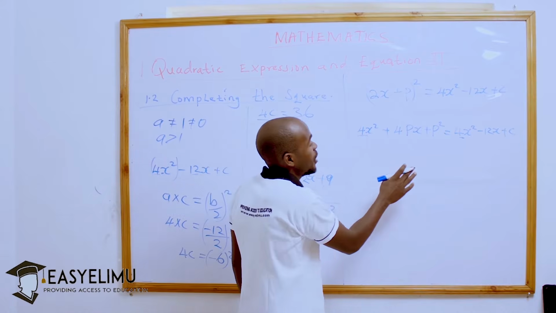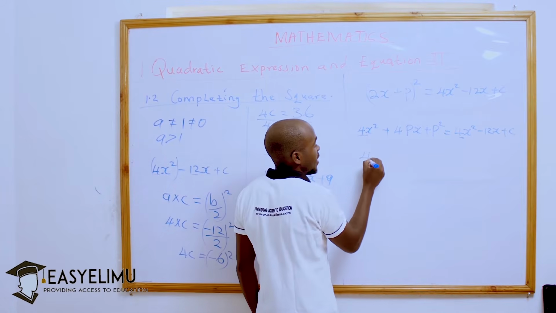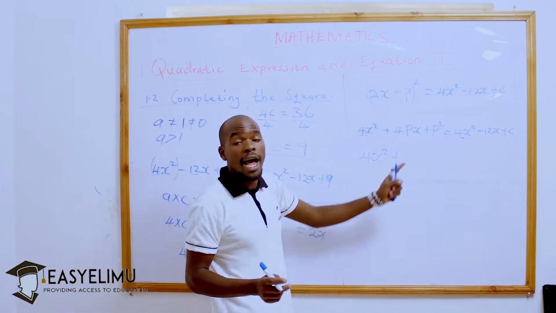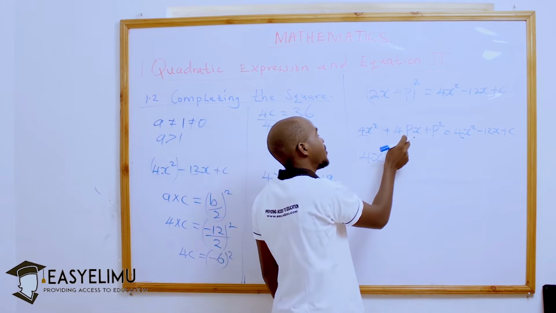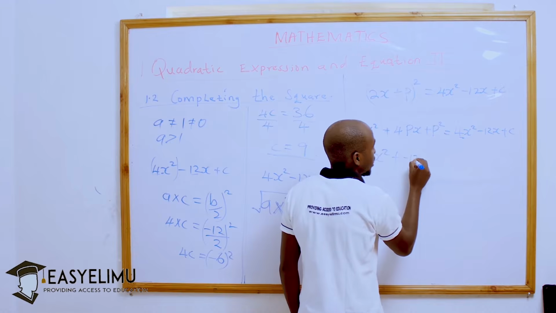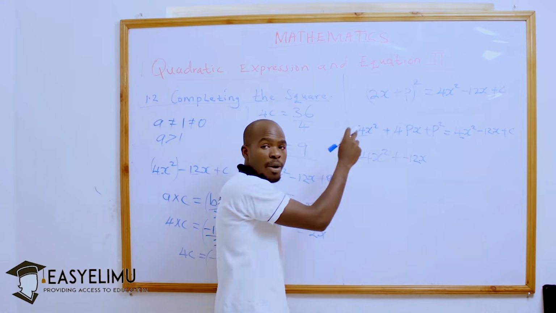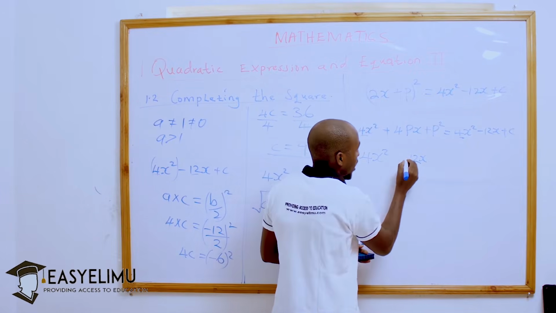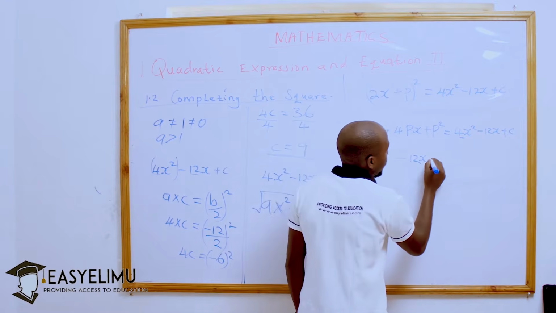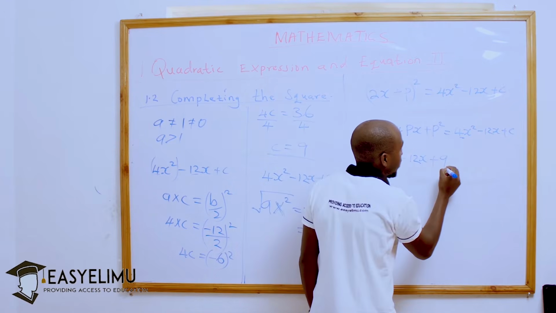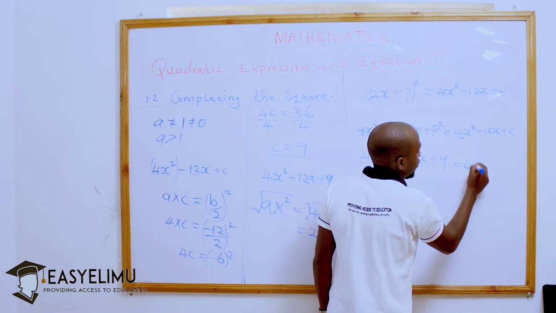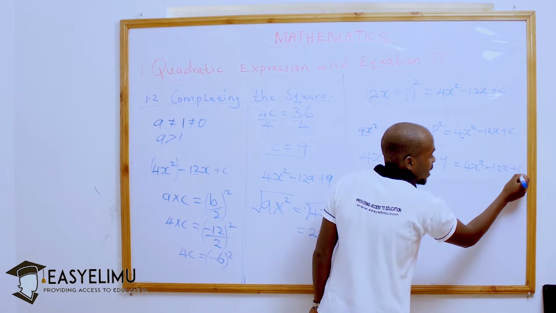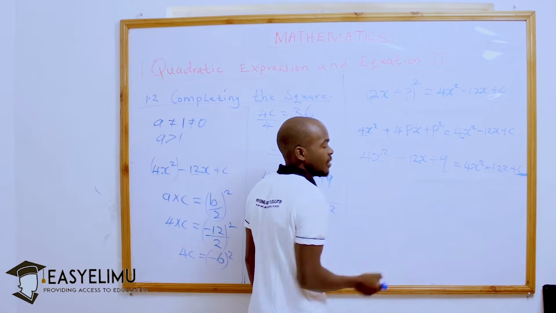Now, after finding the value of p, we can write the expression and say that it is 4x squared plus 4p. But we have seen that p alone is negative 3. So if we take negative 3 and multiply by 4, we are going to get negative 12x. Negative multiplied by positive will give you negative, so we replace that with negative, and p squared we found is 9. So this is the same as the expression 4x squared minus 12x plus c. So we can say now the value of c is 9.